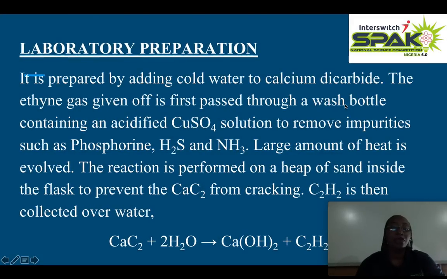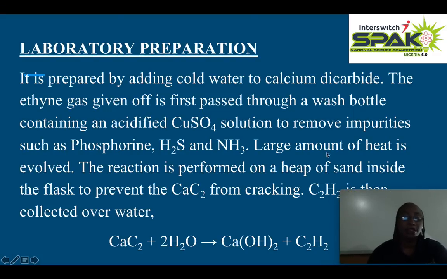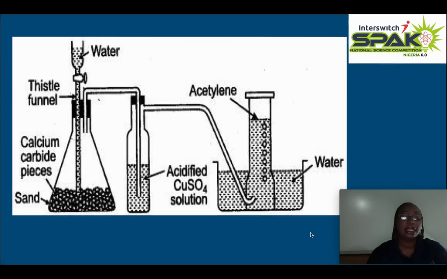They are prepared by adding cold water to calcium carbide, as you can see in this reaction. Calcium carbide plus water will give you calcium hydroxide and ethyne. And this is the diagram for the preparation of ethyne. The calcium carbide with sand, then the ethyne is produced. This acidified copper sulfate removes impurities, and your ethyne is produced.